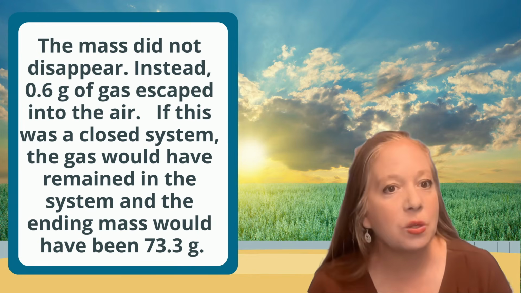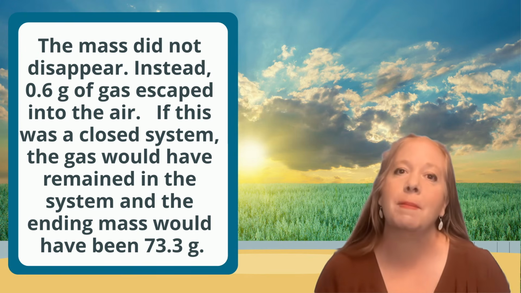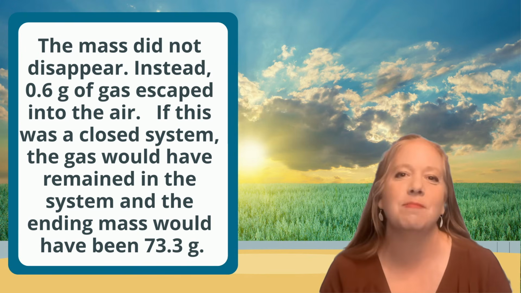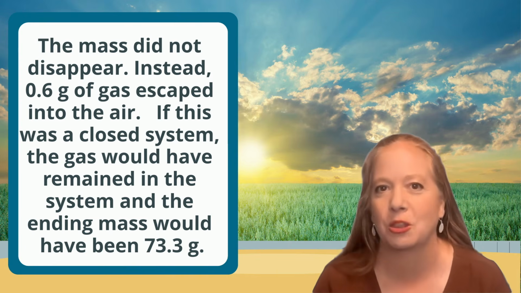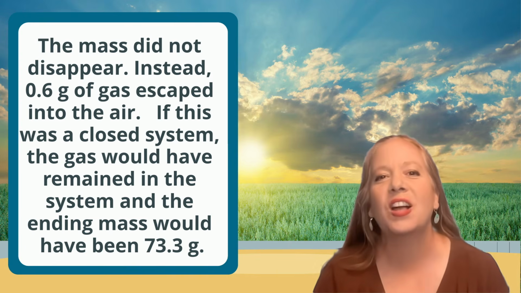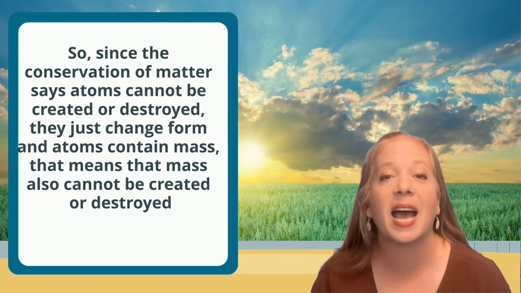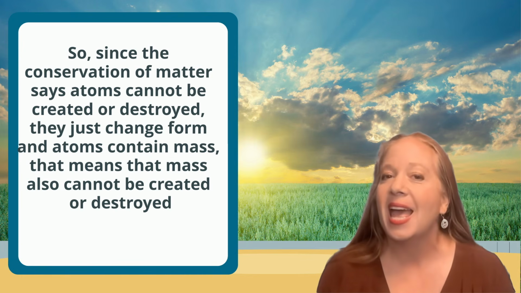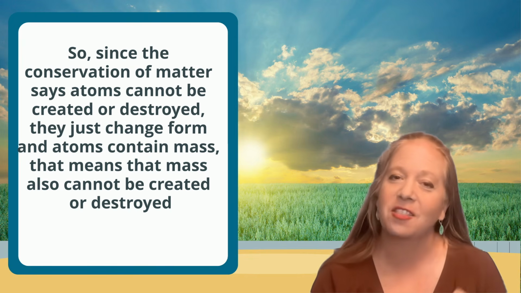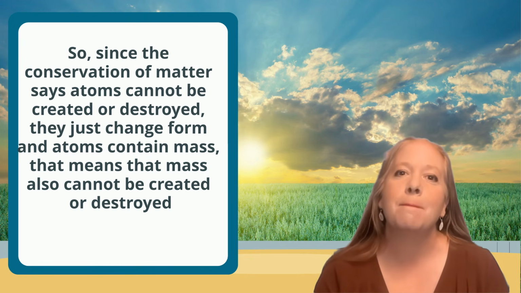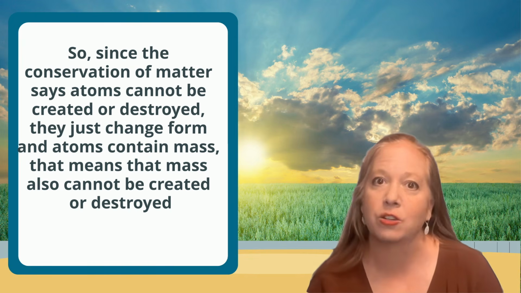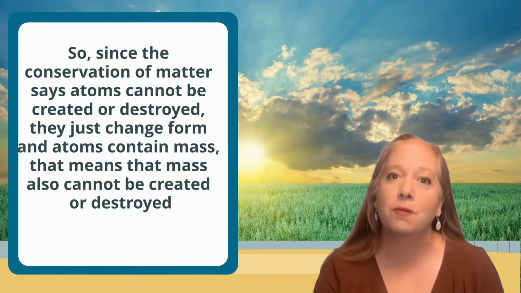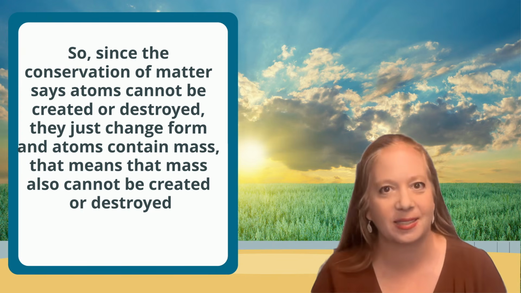If it was a closed system, the gas would have remained in the system and the ending mass would have been 73.3 grams. So since the law of conservation of matter says that atoms cannot be created or destroyed, they just rearrange, and atoms have mass, that also means that mass cannot be created or destroyed, that the mass before will be the same as the mass after.